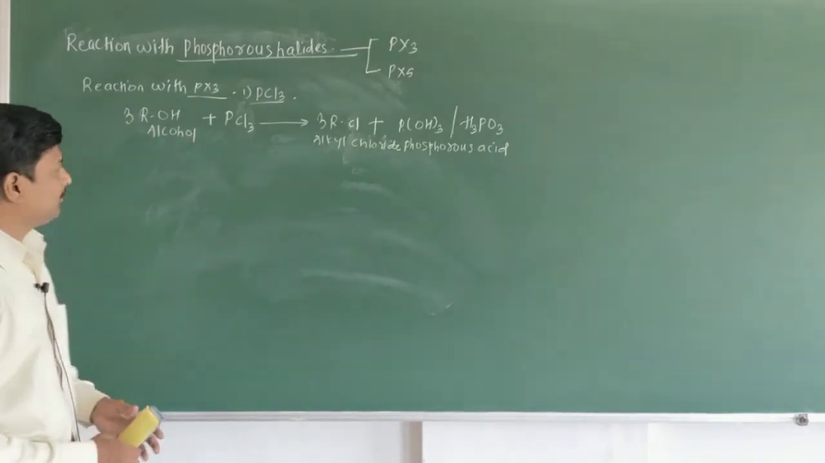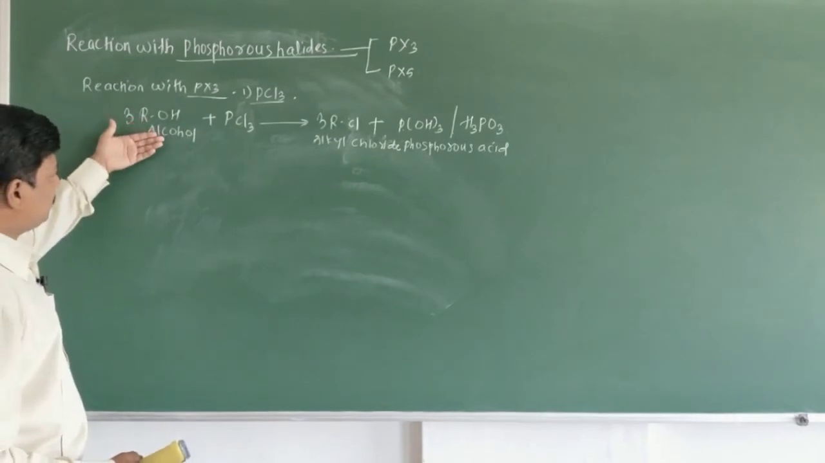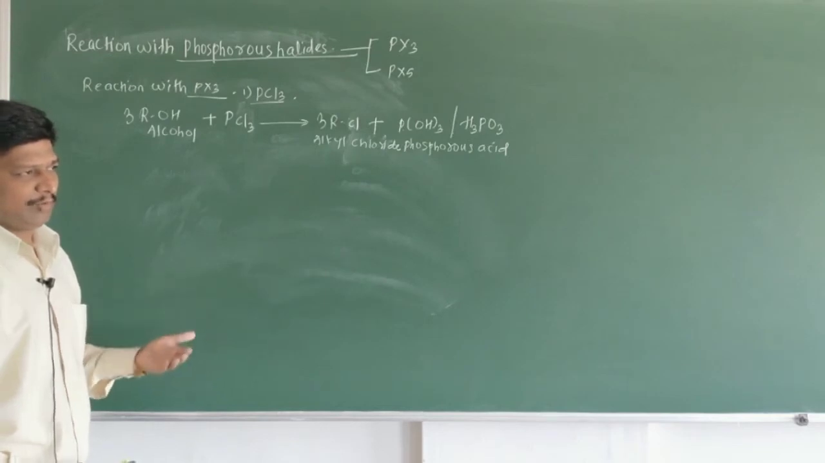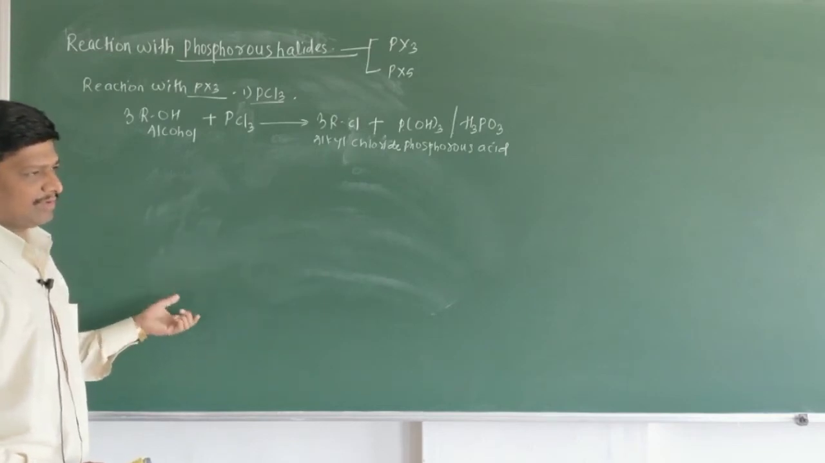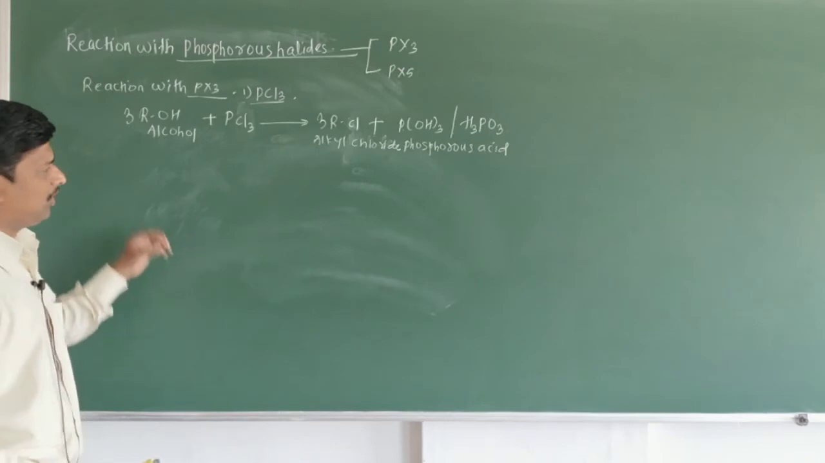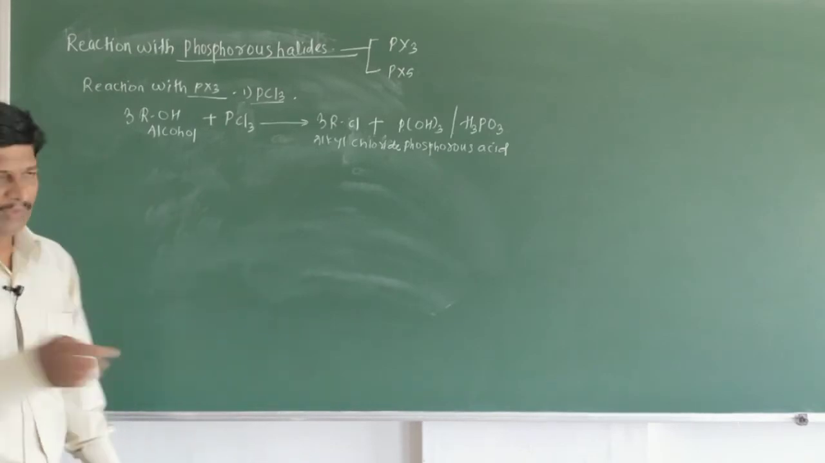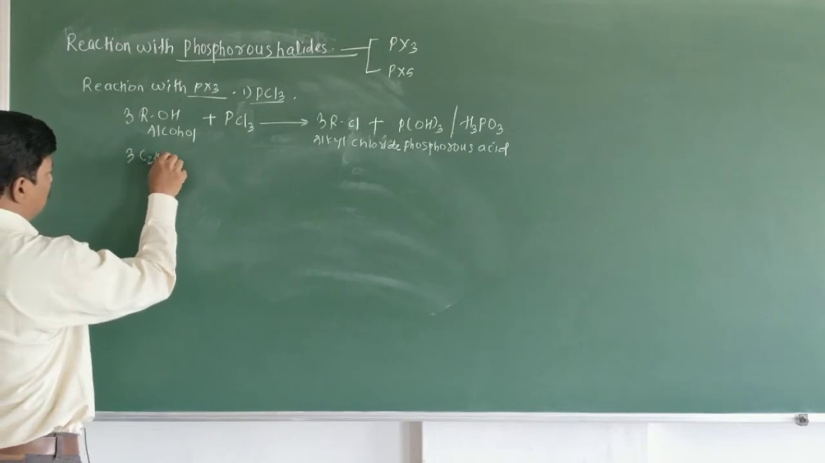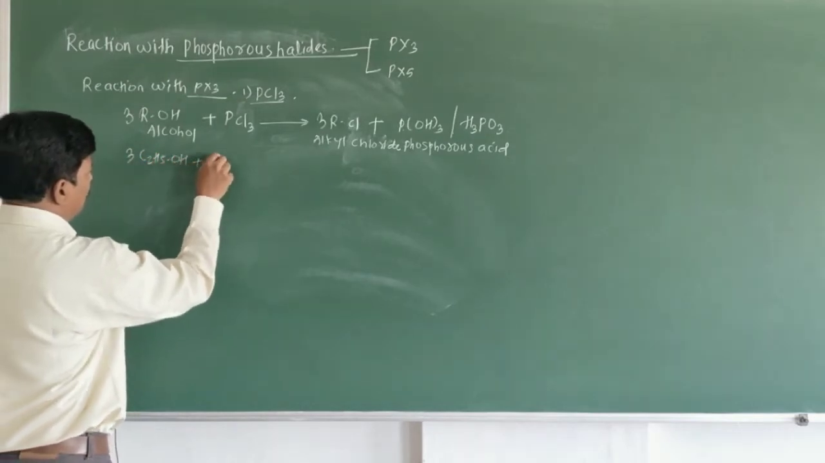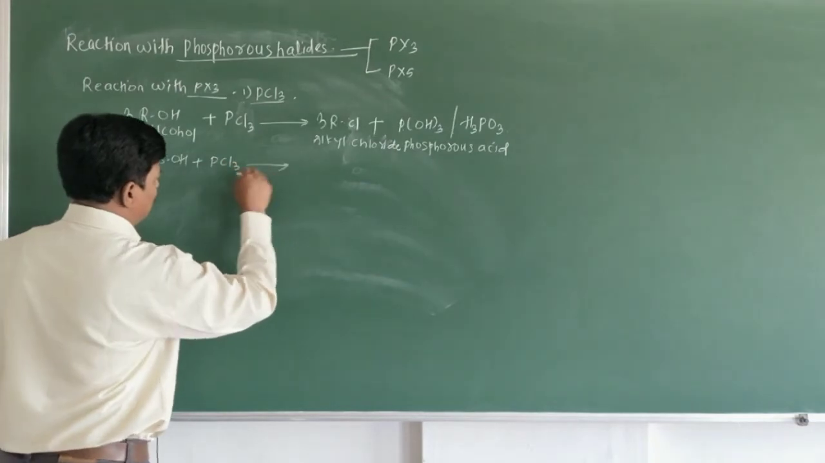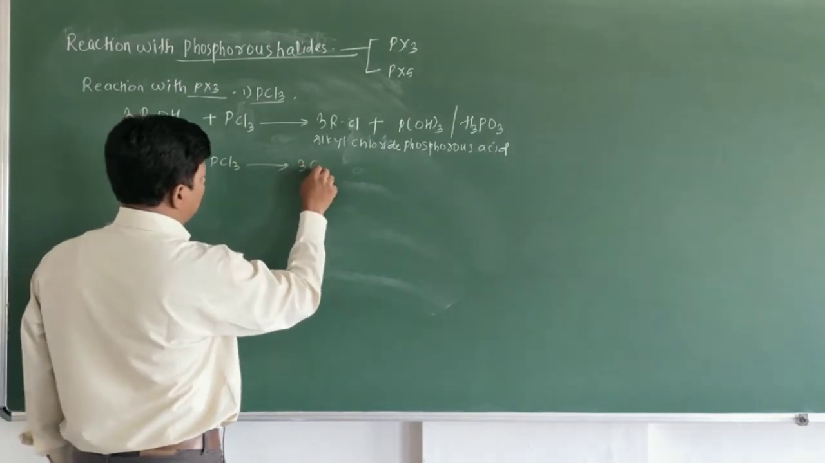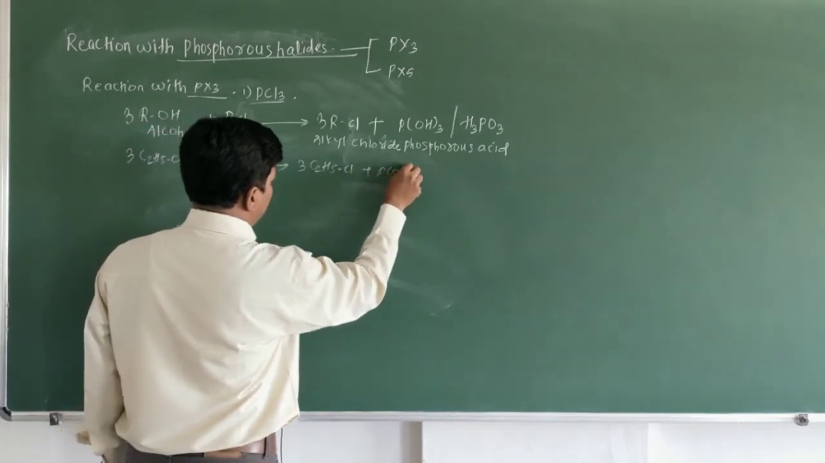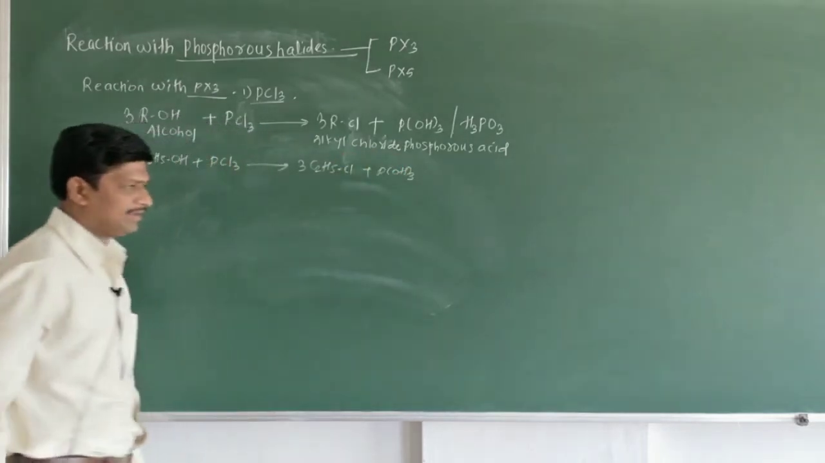Now in place of this alkyl group, you have to take methyl, ethyl and n-propyl as primary alcohols, then isopropyl as a secondary alcohol, and the tertiary alcohols. First I will take some examples. Now 3 C2H5OH, ethyl alcohol, when it reacts with phosphorus trichloride, forms 3 C2H5Cl, ethyl chloride, and H3PO3. The reaction is like this.